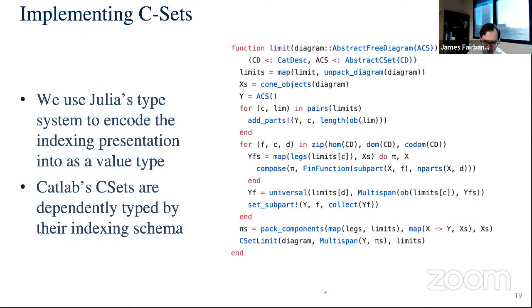So I want to move on to talk a little bit about implementation here. This is the implementation of taking arbitrary limits over arbitrary CSets. So this code is quite short. It fits on a slide. Of course, talking about the length of code, there's a lot going on in these subroutines we're calling. But the generality is that we're iterating over the arrows in the limit diagram, and then we're iterating over the arrows in the indexing schema and computing a bunch of limits pointwise there.